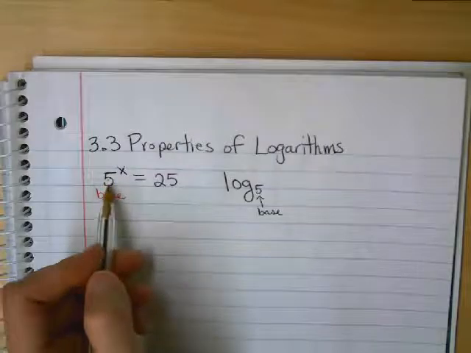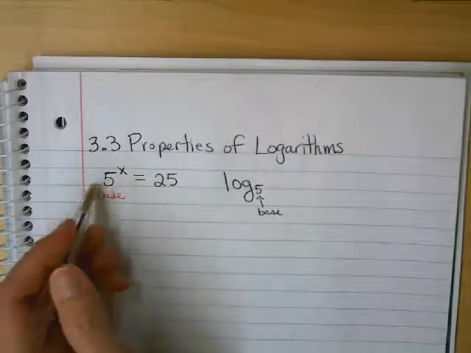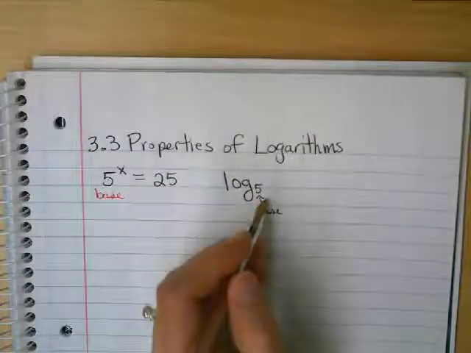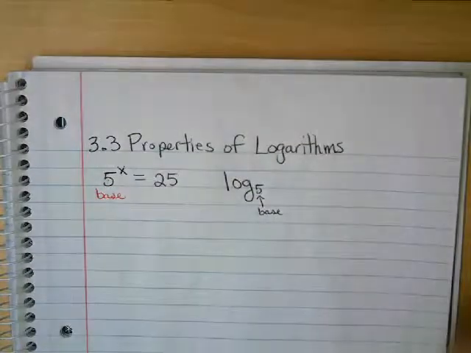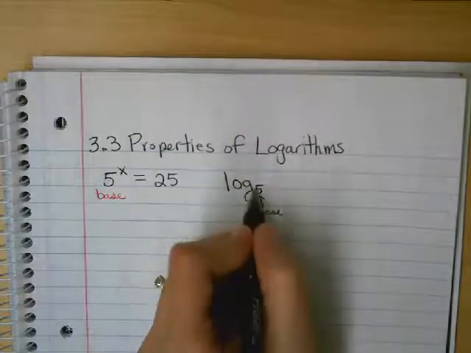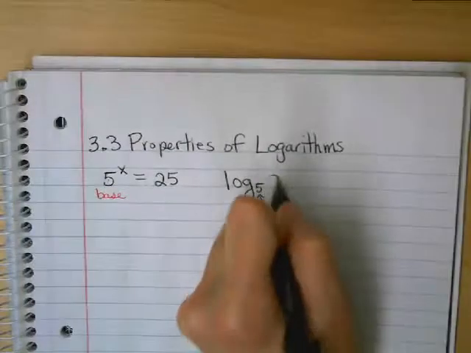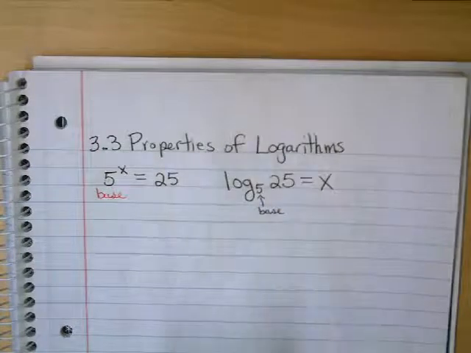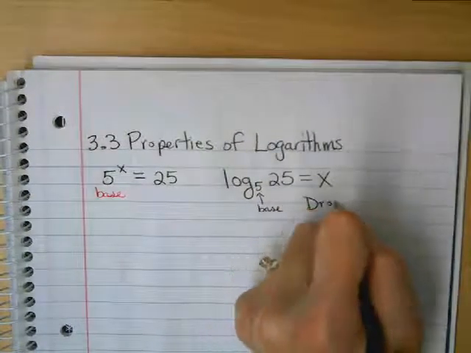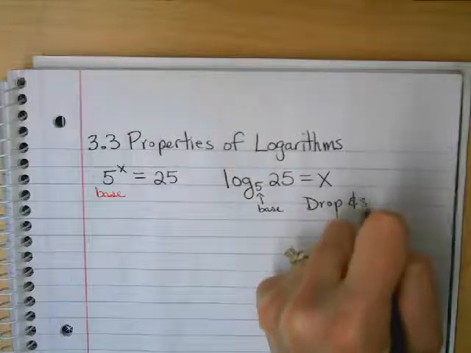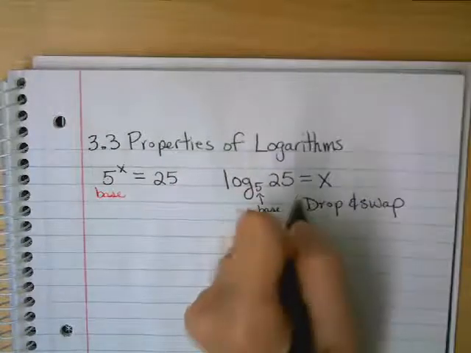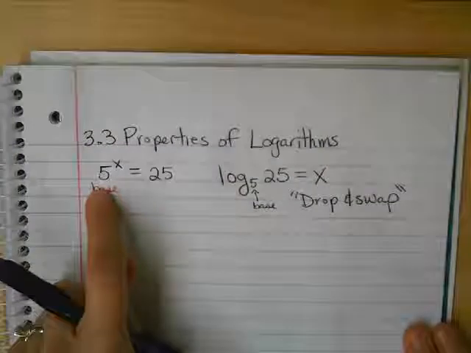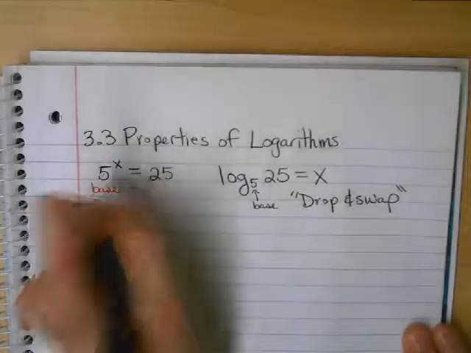And then you swap these around. Teachers say, just to help you remember, that you drop the base. They call it drop and swap. Then you swap things around. So it says log base 5 of 25 equals x. Maybe that'll help you remember it. Drop the base down, swap these other things around.